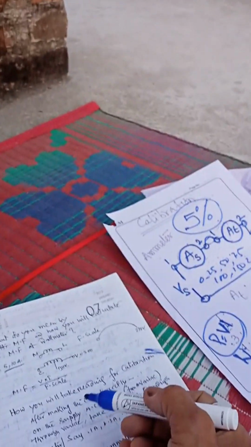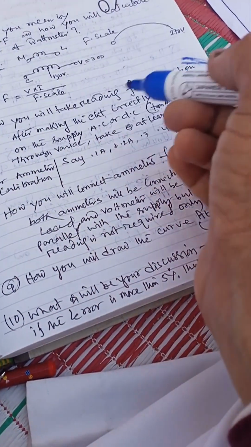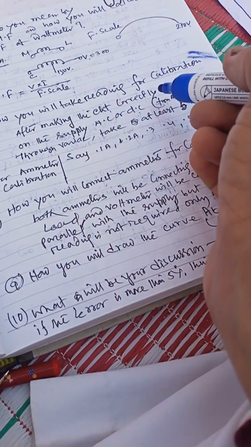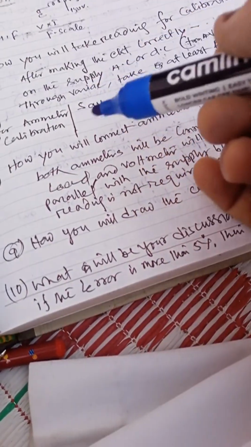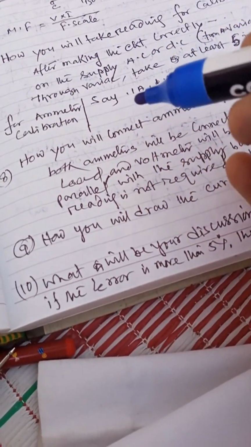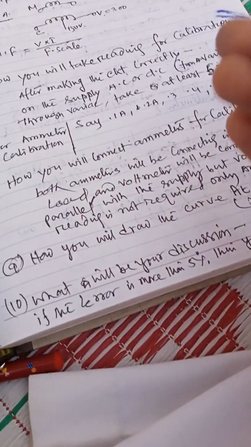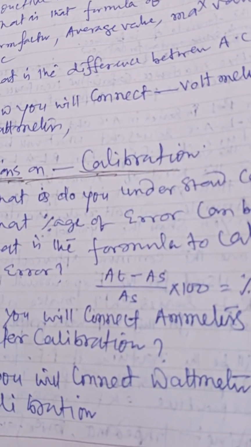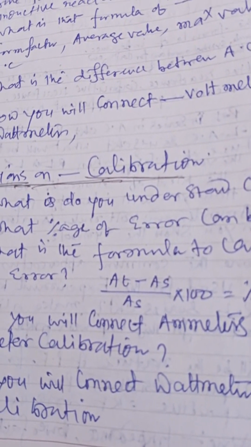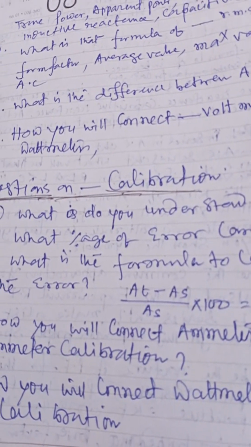How will you take readings for calibration after making the circuit correctly? After you complete your circuit, how you take readings I have discussed already, so I am going to the next question. How will you draw the curve for the calibration? It has already been discussed.